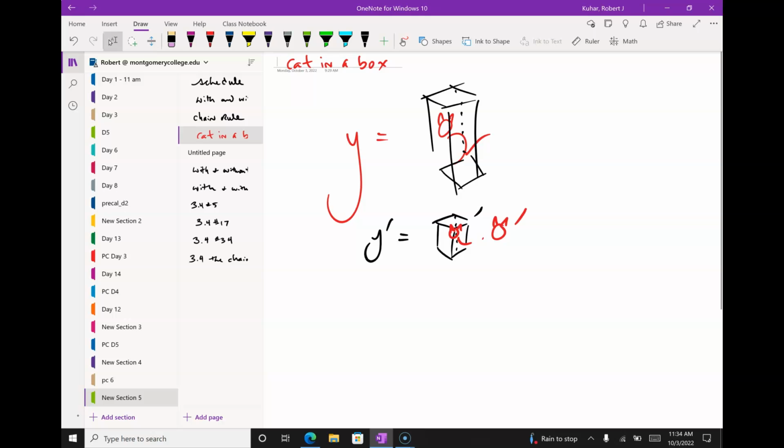But the cat could be freaking out. You know what I'm saying? So I have to multiply that by how the cat is changing. The cat might be jumping around, right? So again, I want to think of derivative of the outside, keep what's inside, keep the cat in the box, times the derivative of the inside. All right, here we go.